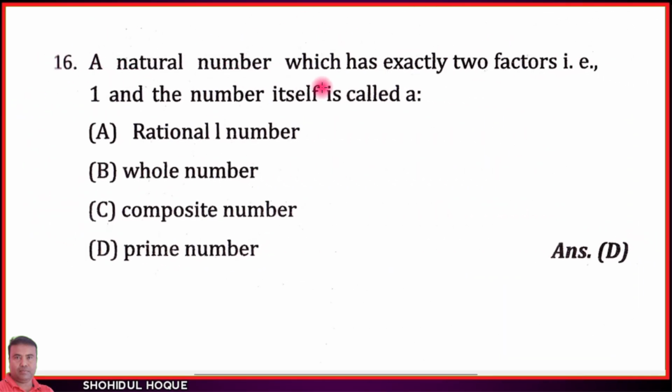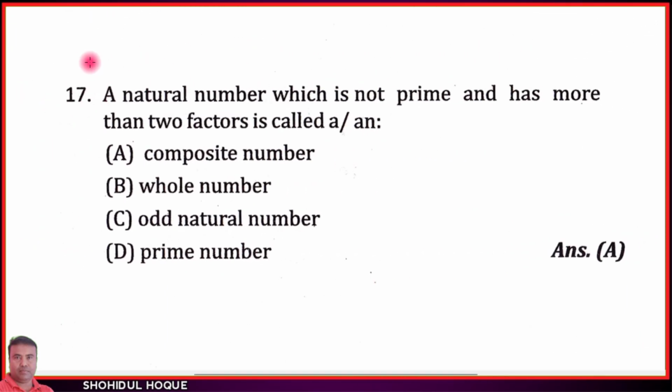Next question number 16. A natural number which has exactly two factors, that is 1 and the number itself, is called: option A, rational number, this is mistakenly given; option B, whole number; option C, composite number; option D, prime number. Correct option D, prime number. Actually, this is the definition of a prime number. Alright.